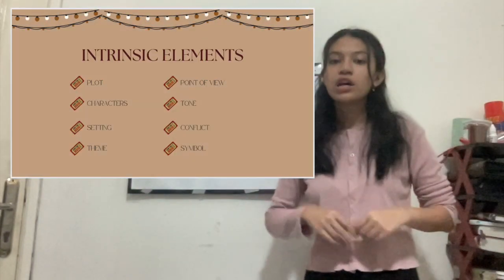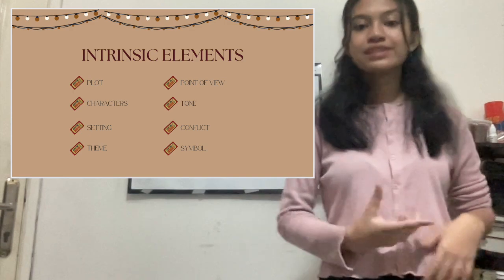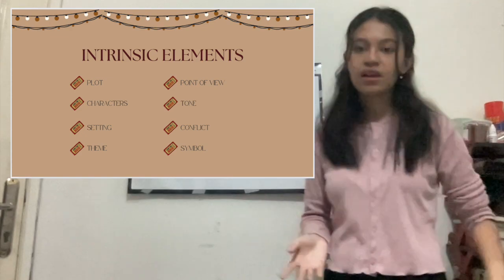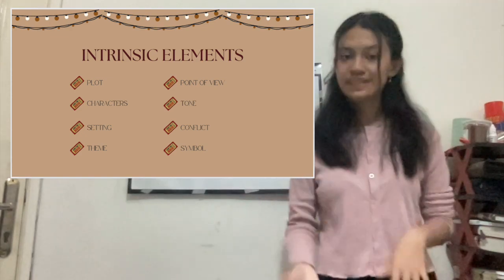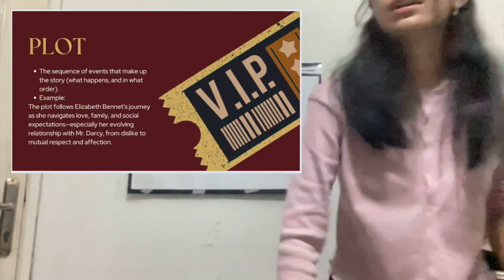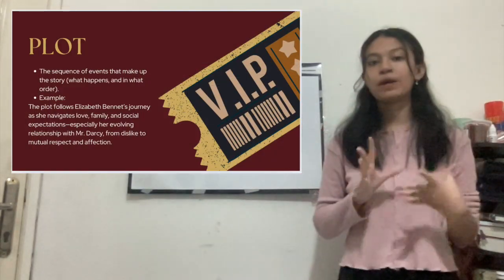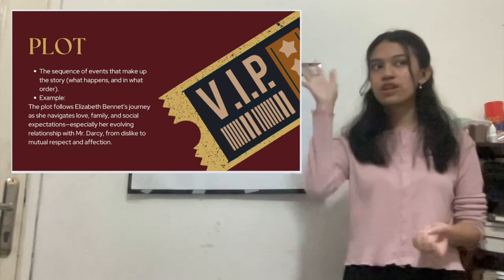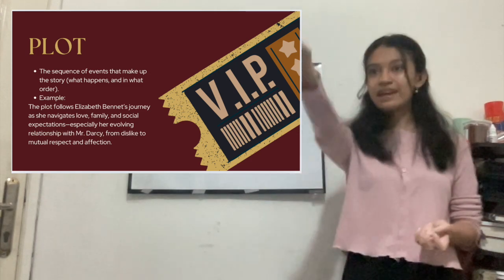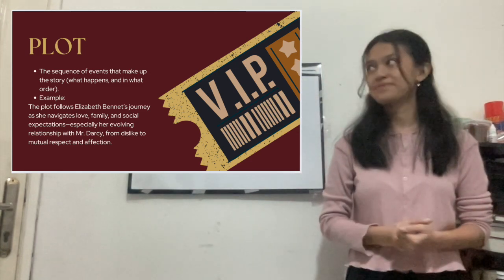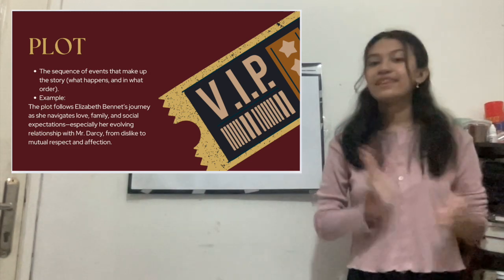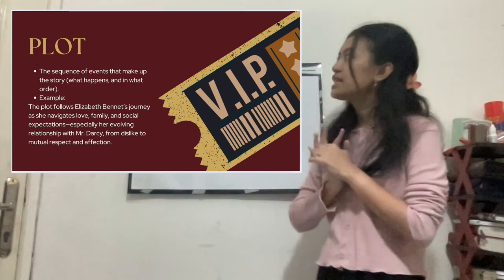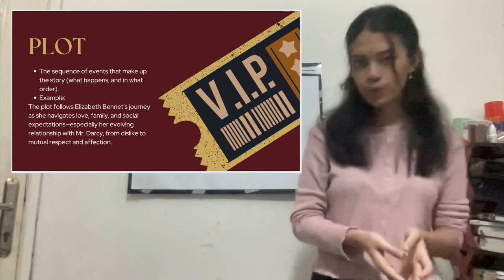The 8 components are plot, characters, setting, theme, point of view, tone, conflict, and symbol. Now we're going to break it down one by one, starting from plot. So may I please have a volunteer to read this for your friends? Yes, you, please read. Thank you. So right, just like what your friend has read, plot is the sequence of events in the story.